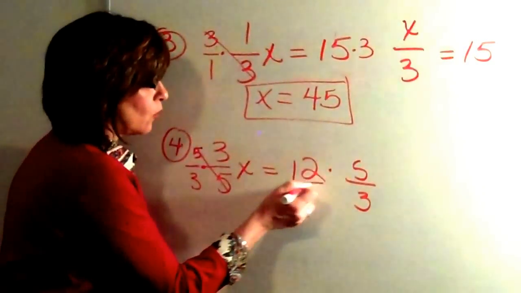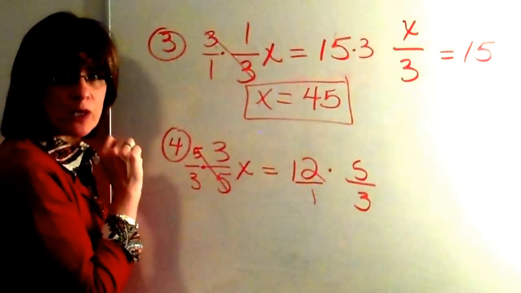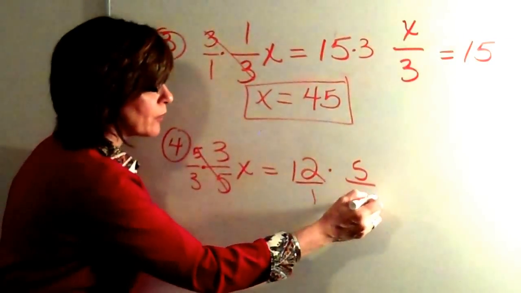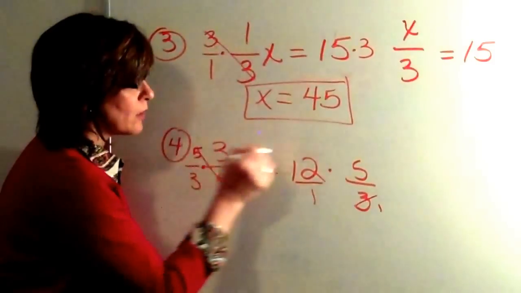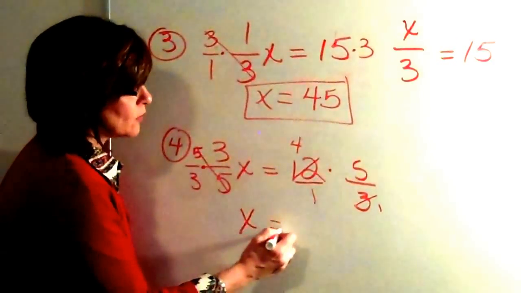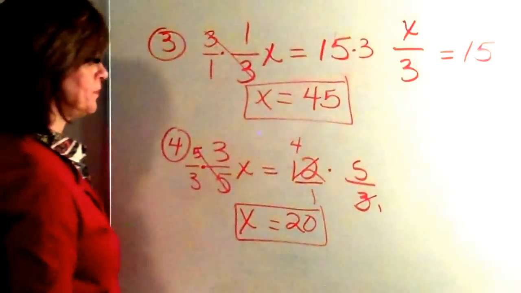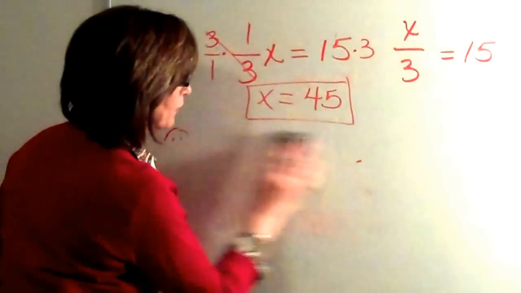Oh, look, we can now reduce. Remember all that reducing we've been doing all year? Well, now is the time we're really going to use it. 3 goes into 3 once, 3 goes into 12 4 times. So x equals 20 over 1, but you don't have to write the over 1. All right, number 5.